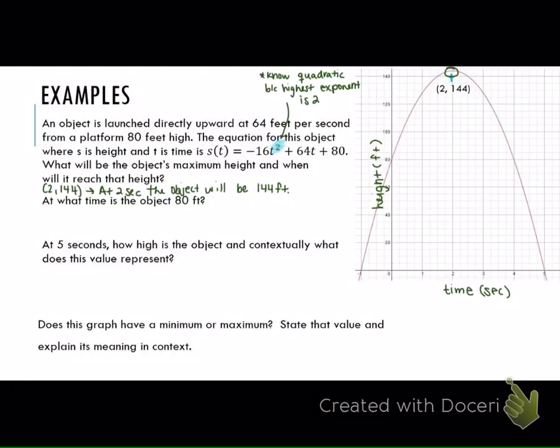Justin, at what time is the object 80 feet? Okay, but there's another one. At the start, what else is at 80 feet? Also at 4 seconds. So you'll notice that this object starts at 80 feet and it comes back to 80 feet after 4 seconds. This object is being thrown up into the air and creates an arc and comes back down. What goes up must come down.